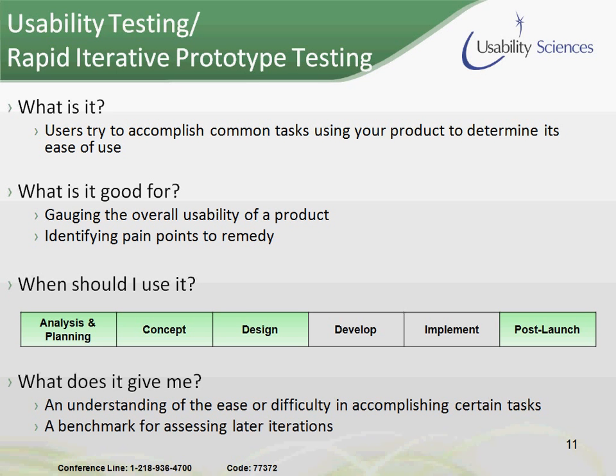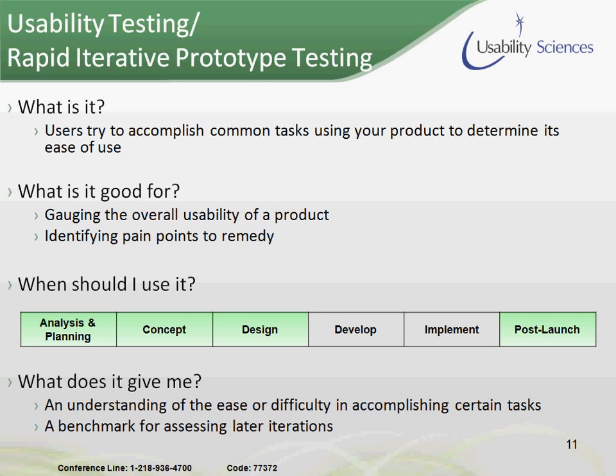Your design team will make some changes on Tuesday. We'll get back in the lab on Wednesday, put those new designs in front of users on Wednesday, get their thoughts. Again, iterate on Thursday. Your design team is making some changes, and we get users back into the lab on Friday. So this is a very quick and efficient way to identify problems and figure out what's working for folks and what's not. So what is this good for, both usability testing and rapid iterative? It's great for gauging the overall usability of your product and identifying those pain points that you need to remedy.